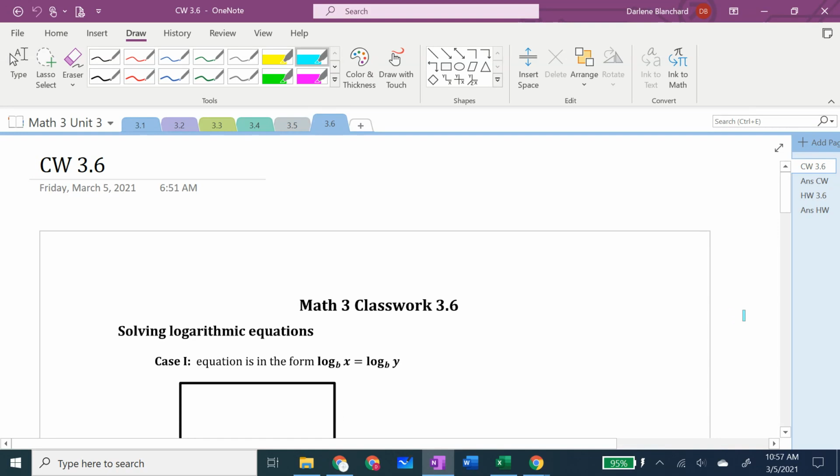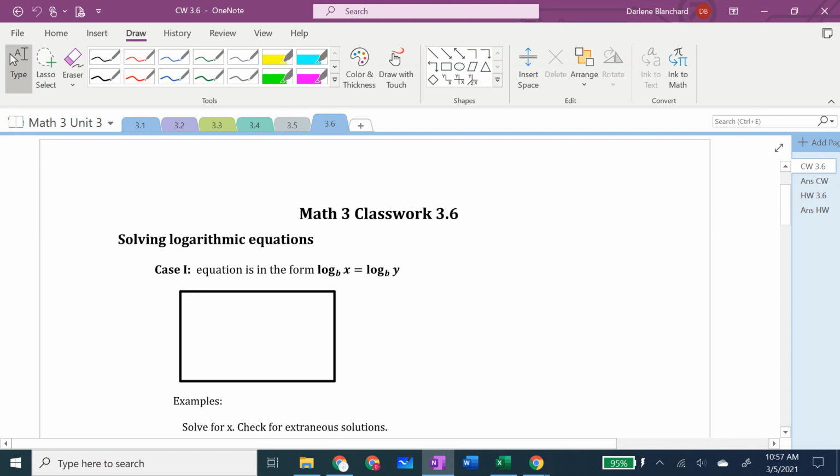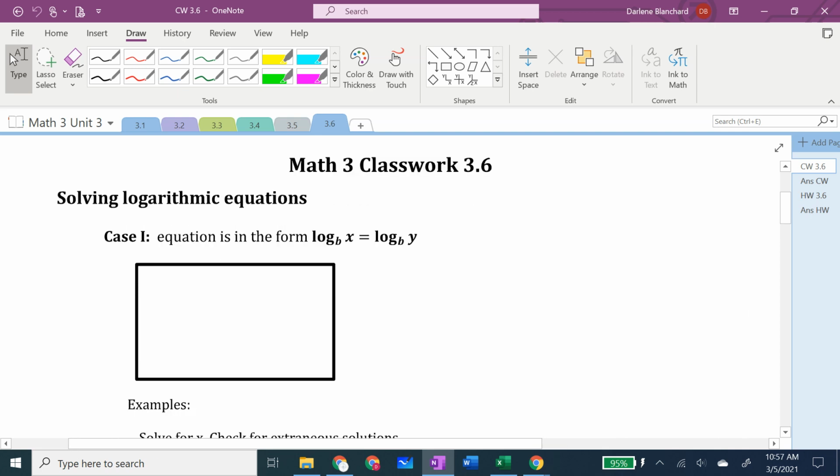Okay, classwork 3.6. Solving log equations. The first situation you might run into is you have the same base logarithm on both sides of the equation. If that's your situation, then basically that means that these insides are equal to each other.